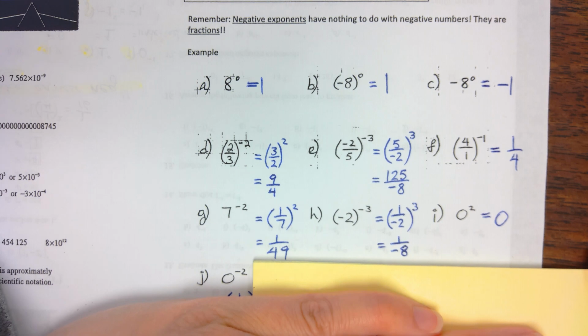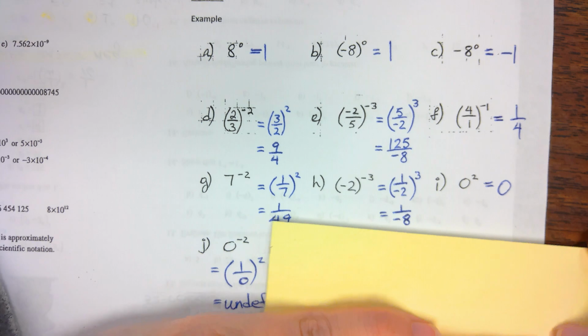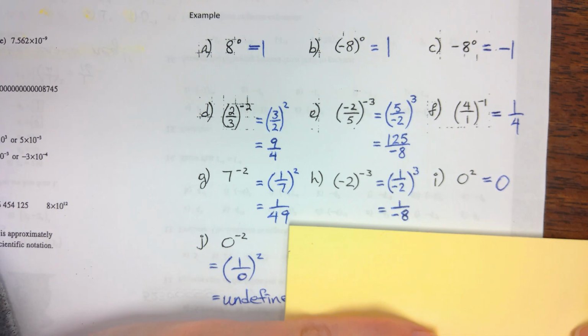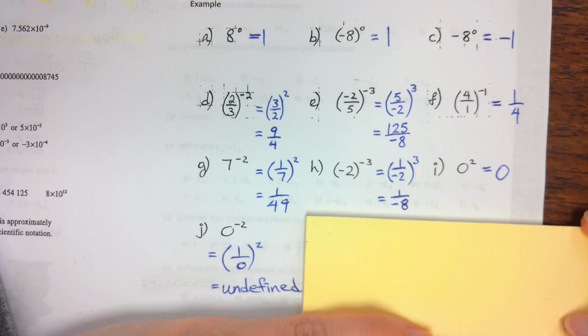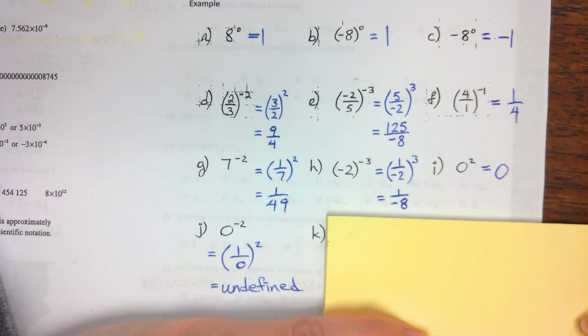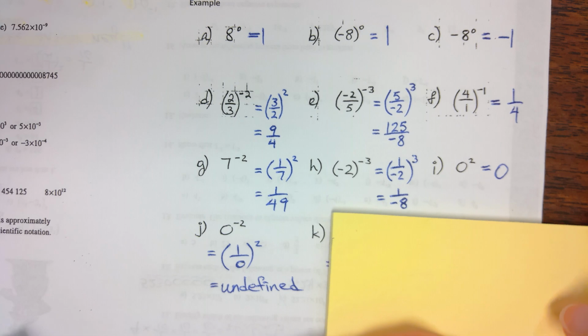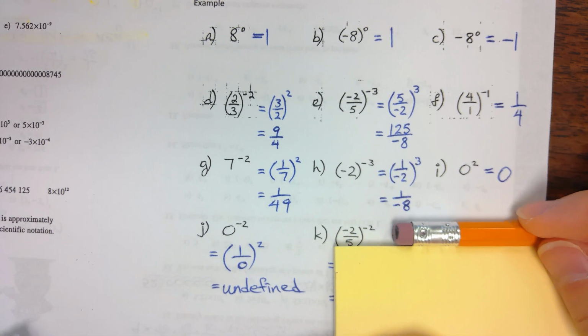Ryan, J. Undefined, that's good. Okay, because 0 to the -2 means 1 over 0 to the exponent 2. Can you put 1 in 0 groups? No, so it's undefined. On the test, if you write error, it's not wrong, but it just sounds so much less mathematical. Okay, so undefined sounds much more professional, doesn't it?